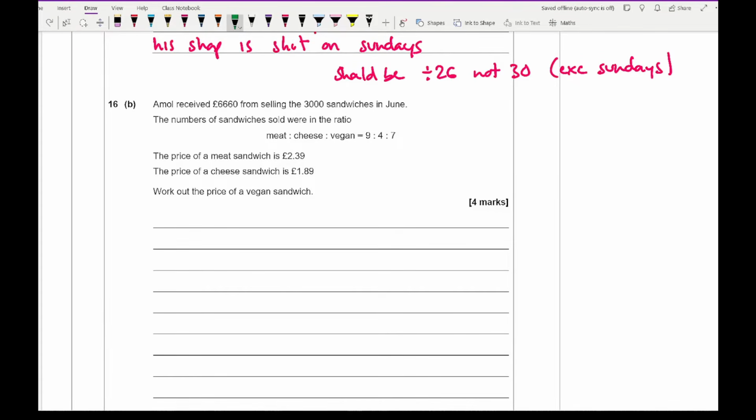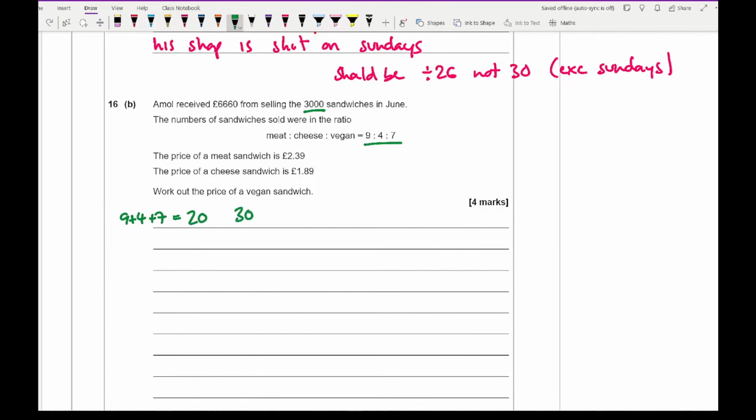So the first thing we need to do is see how many of each of the sandwiches he sold. So we've got a total of 3,000, and here is our ratio. So if I do 9 plus 4 plus 7, that's going to equal 1320.